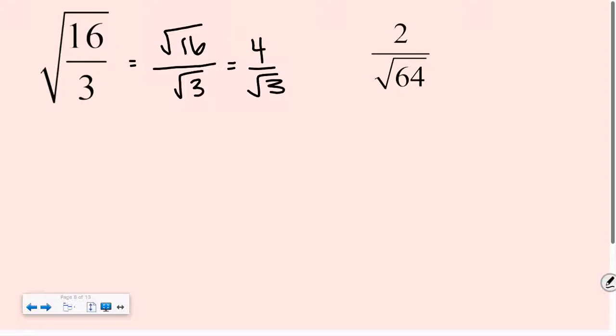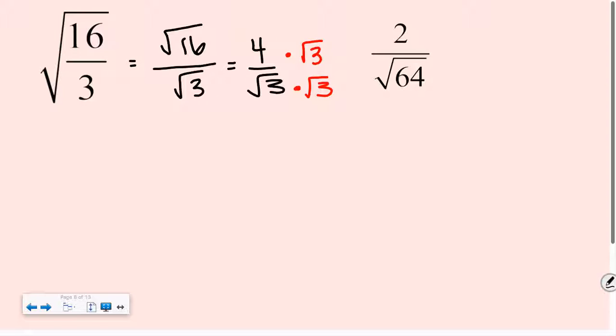Can I be done and box that answer? No. No, because you can't have a square root in the denominator. To rationalize, you multiply by the square root that's in the denominator. If you multiply the denominator of a fraction times some value, you also have to do it to the numerator of that fraction. So when you rationalize, you multiply both the numerator and denominator times that square root.